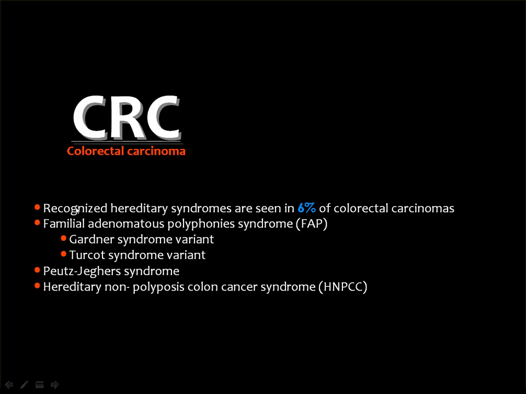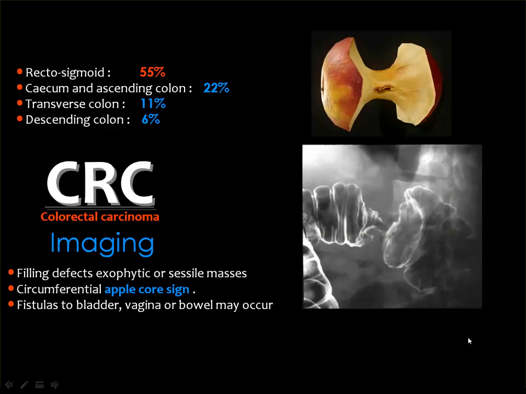Hereditary syndromes are recognized as seen in 6% of colorectal cancer, like the adenomatous familial polyposis, the familial polyposis of the colon, Gardner syndrome, Turcot syndrome, Peutz-Jeghers, and the hereditary non-polyposis colon cancer syndrome. The frequency of carcinoma in the colon: the rectosigmoid is most commonly affected, 55%, then the cecum and the ascending colon, then the transverse and the descending colon.